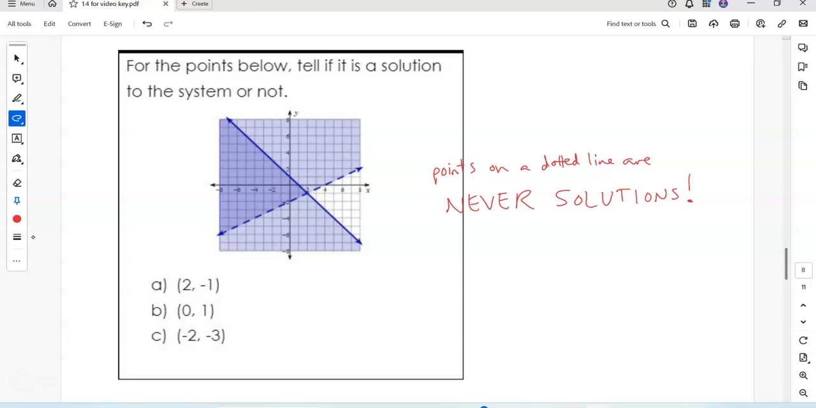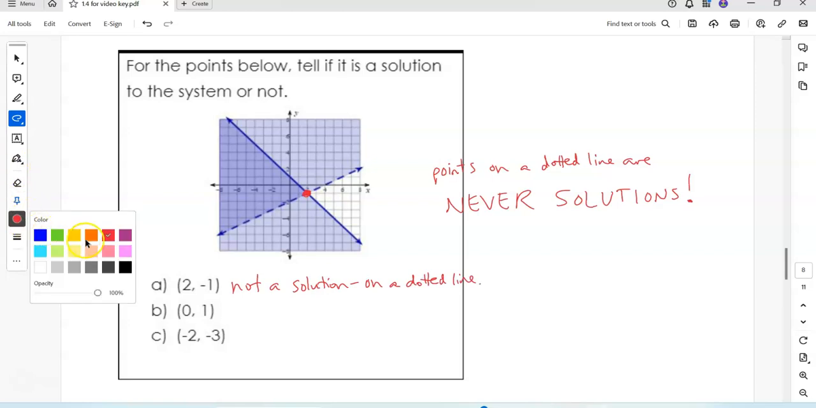All right, so on letter A, we have (2, -1). So if I go over to 2 and down to -1, that's this point here. And as you can see, it's on a dotted line. So not a solution. Now you might be saying, Mr. Bear, it's on a solid line too. Yes, you're right, but it is not a solution because it's also on a dotted line.